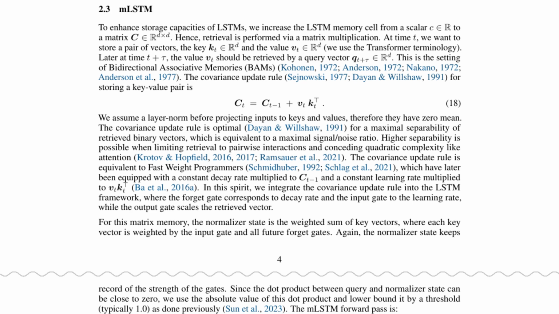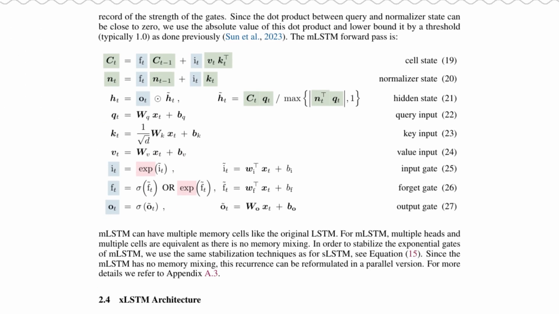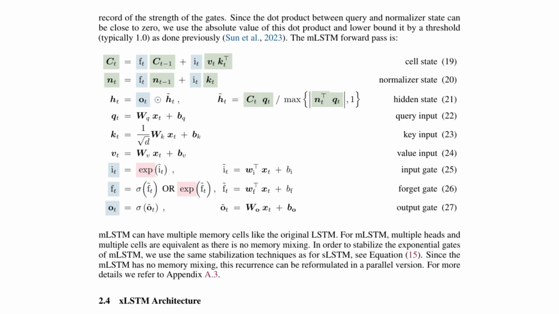For this matrix memory, the normalizer state is the weighted sum of key vectors, where each key vector is weighted by the input gate and all future forget gates. Again, the normalizer state keeps record of the strength of the gates. Since the dot product between query and normalizer state can be close to 0, we use the absolute value of this dot product and lower bound it by a threshold, typically 1.0, as done previously.